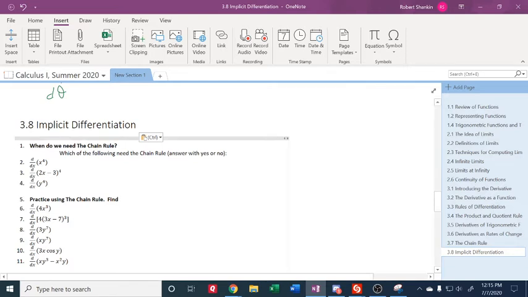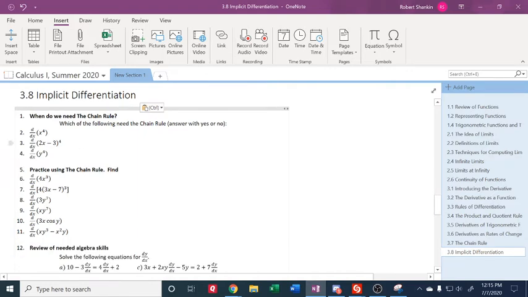So let's start out. Number 1, when do we need the chain rule? And which of the following need the chain rule? Decide with a yes or a no for numbers 2, 3, and 4. Do you need the chain rule? I want you to pop over to your groups and see what your group consensus is on 2, 3, and 4, which ones need the chain rule. And I'll call on a group in a minute.